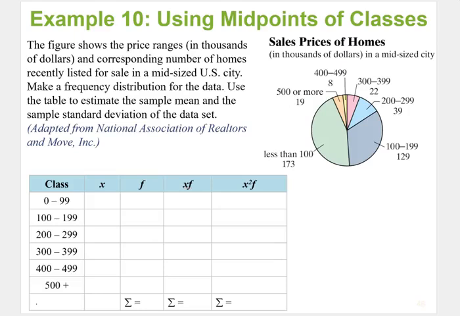So this one would be 48.5. This one would be 148.5. This would be 248.5. This would be 348.5. This would be 448.5. And then about the 500 plus, that's where some debate might come into play. For the sake of argument, we're just going to say it's 599.5. Again, you can justify however you want what number you're going to put there.